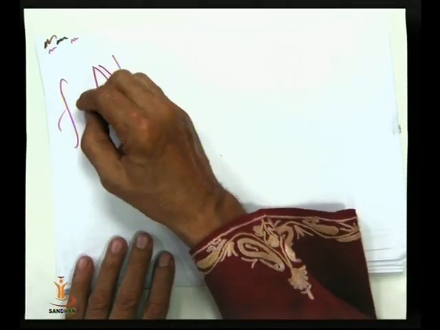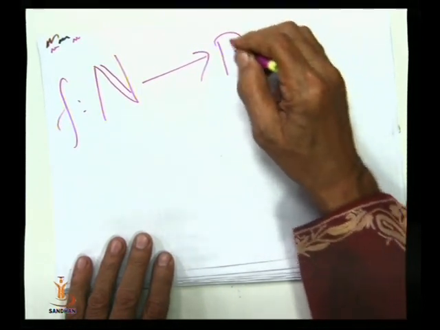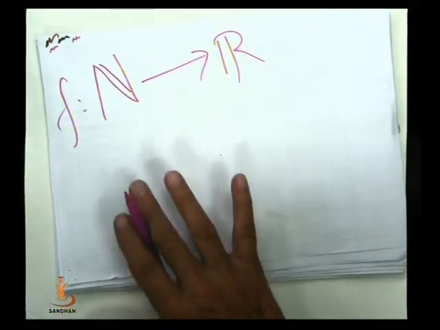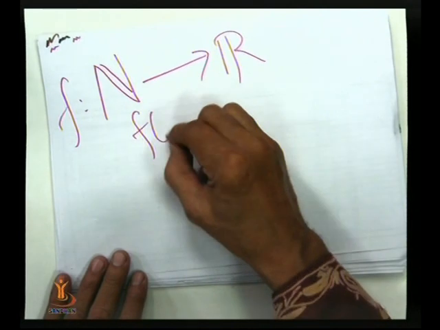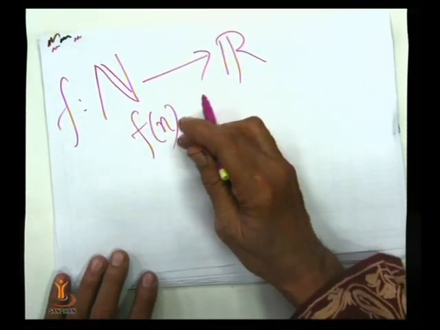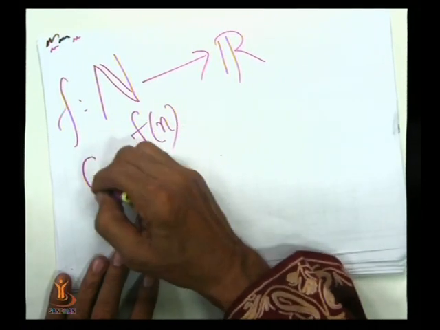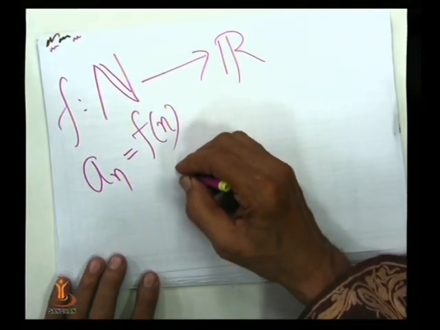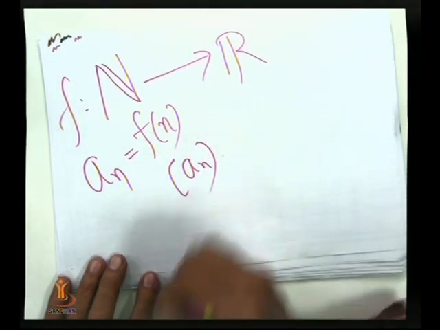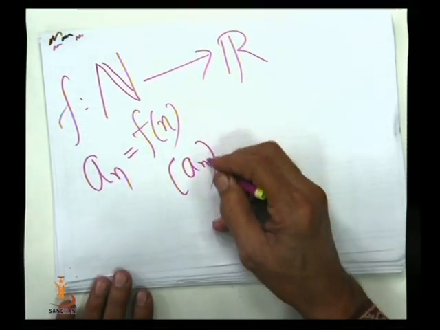The first definition is sequence. Everybody knows a sequence is a function defined on the set of natural numbers N. So any function f from N to R, meaning values are reals, is a sequence, and its nth term is called the nth term of the sequence. If we denote that by a_n, then the sequence is denoted by this symbol (a_n).